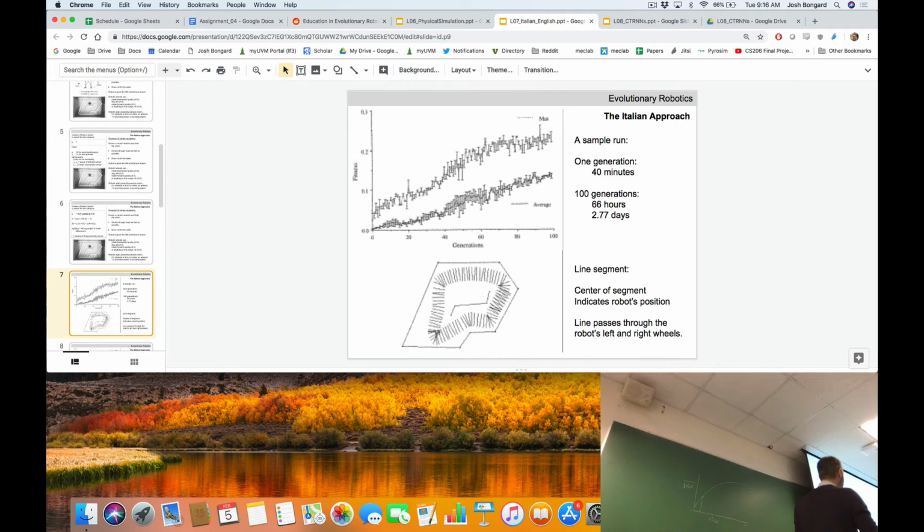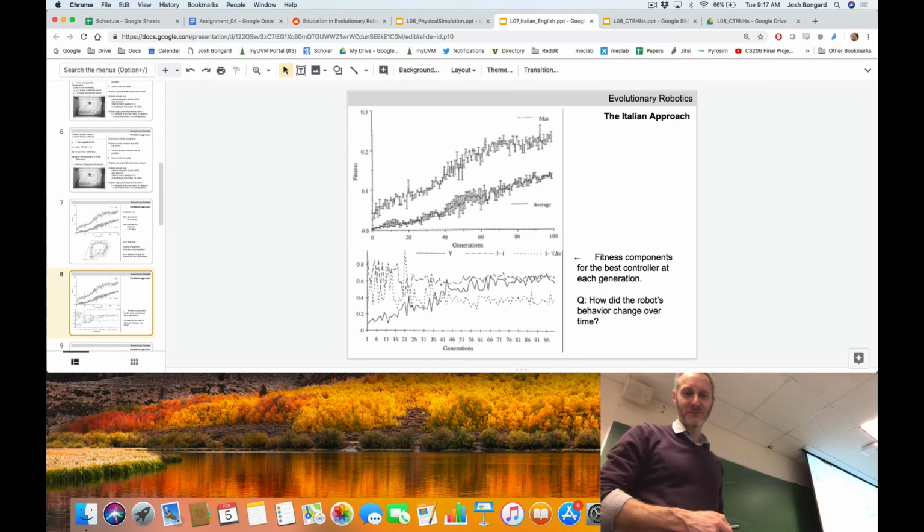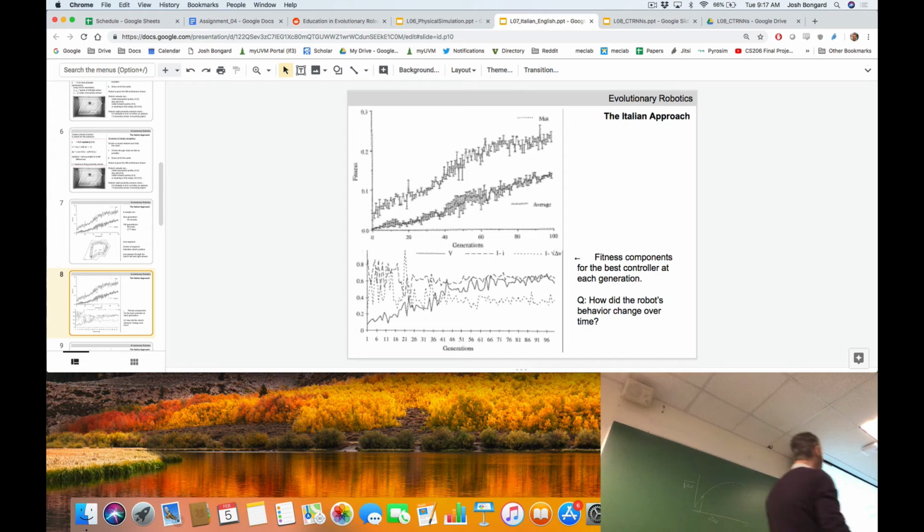In this little picture here, we're showing at the center of each of these line segments the position of the robot at that time, and the orientation of the line represents the heading of the robot. That line threads through the center of the left and the right wheel. Is it going forward or back? Who knows, right?